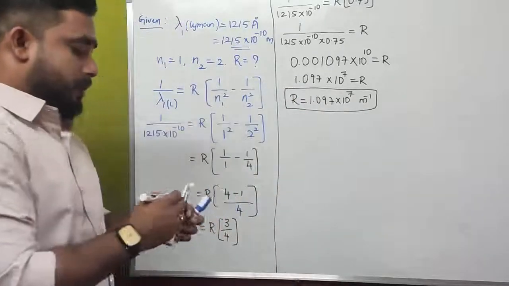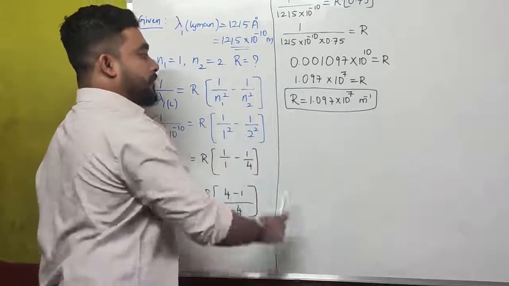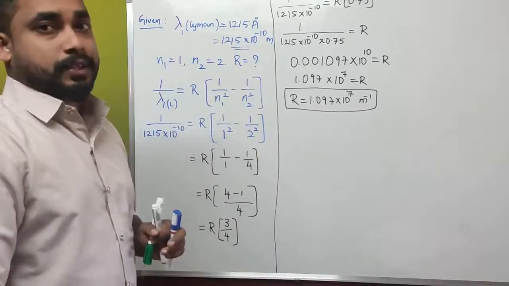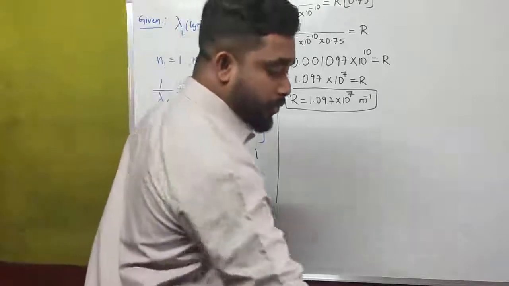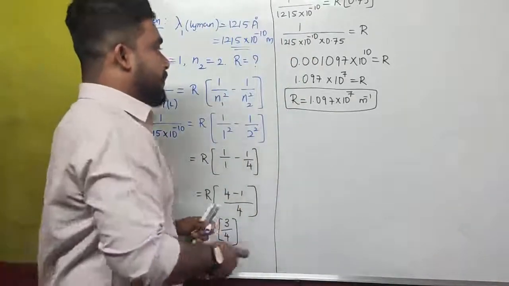Actually, this is the value of the Rydberg constant. We have calculated the value of the Rydberg constant from the Lyman series. Okay. Now, what we have to do is calculate the wavelength of the Balmer series.